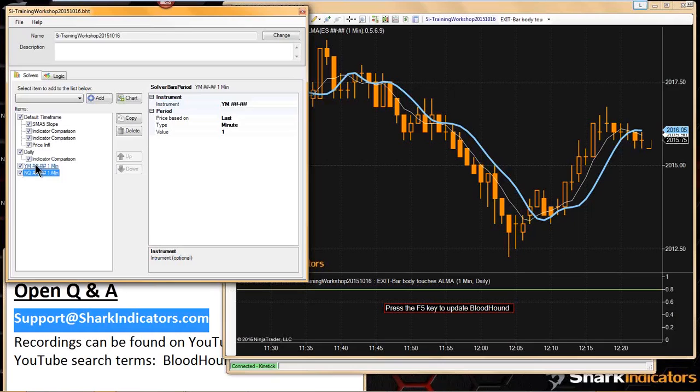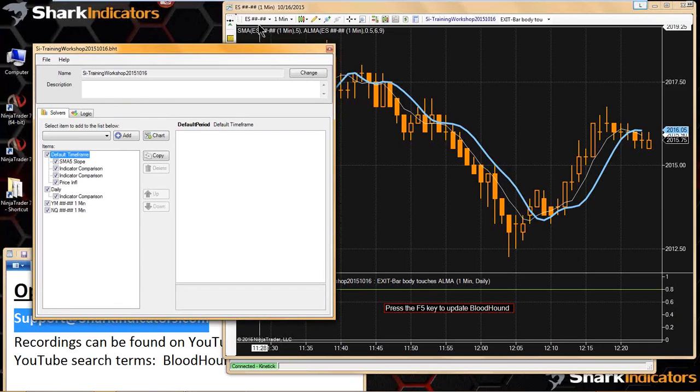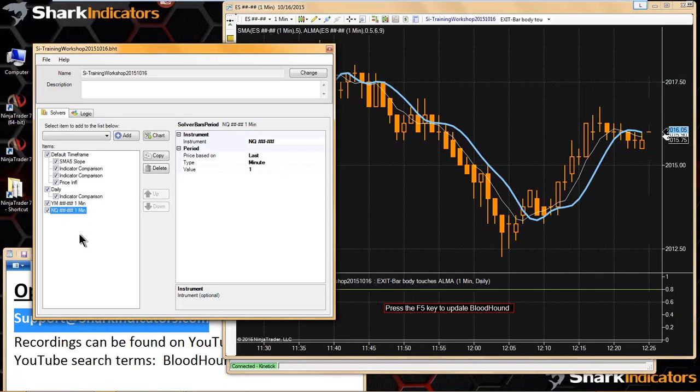So here we'll just say, for example, our default time frame is the ES 1 minute. We have a YM, which I think is fairly closely correlated to the ES, and the NASDAQ is usually correlated to the other 2. So if we wanted to use other instruments, you just have to add them on the BloodHound, and that's that. There is no way to minimize the impact on your CPU when using multiple instruments.